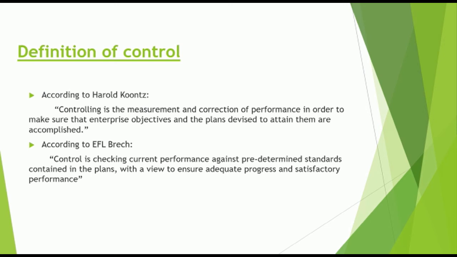These are the two definitions of control quoted by Harold Koontz and E.F.L. Brech. According to Harold Koontz, controlling is the measurement and correction of performance in order to make sure that the enterprise objectives and plans devised to attain them are accomplished. And according to E.F.L. Brech, control is checking current performance against predetermined standards contained in the plans, with a view to ensure adequate progress and satisfactory performance.